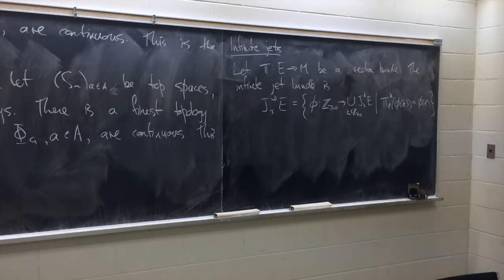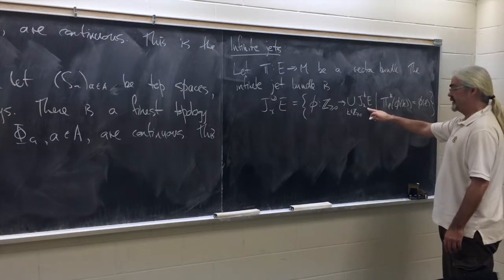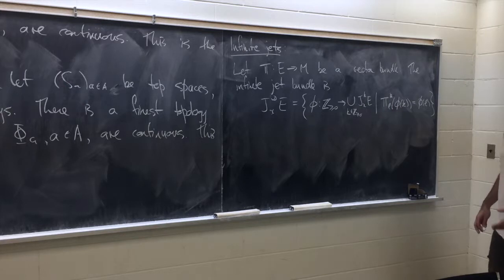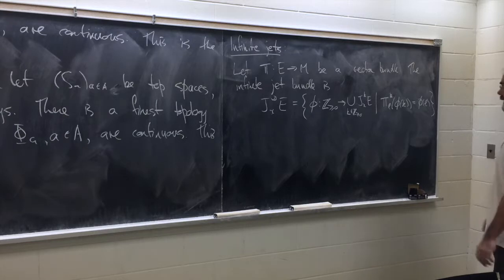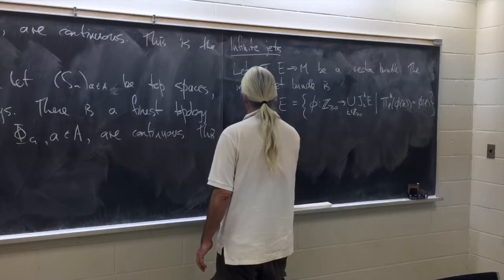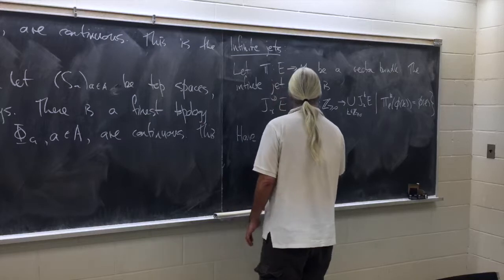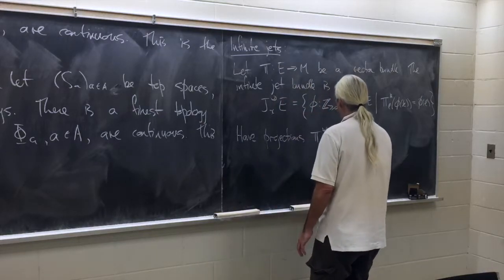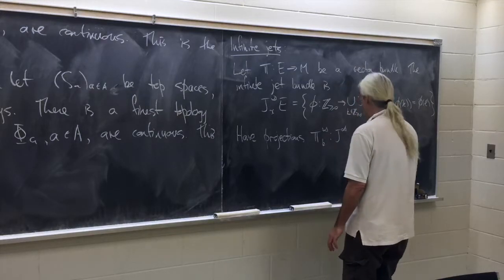So this is the projective limit of these things. This is a projective limit in various categories. Let's just think about the category of sets. It's also in the category of vector spaces, and we'll also be thinking about topological spaces as well. So that's the infinite jet bundle. Then you have projections pi infinity k from j infinity E.